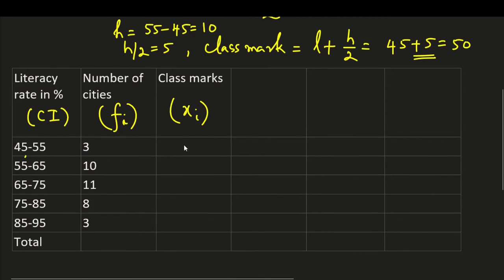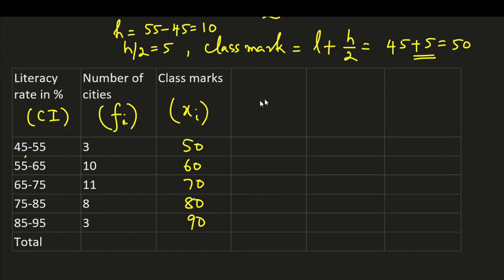So here we get 50. Here 55 plus 5, so 60. Here we get 70. Here 75 plus 5, 80. Here it is 90.